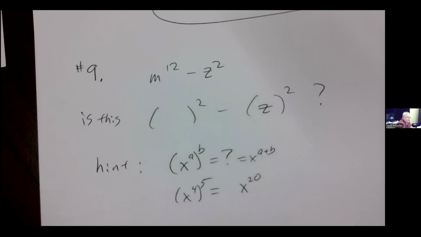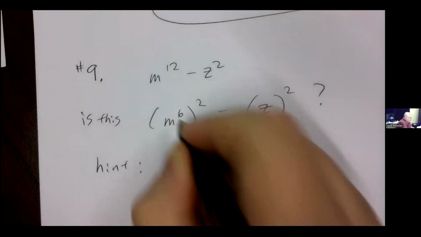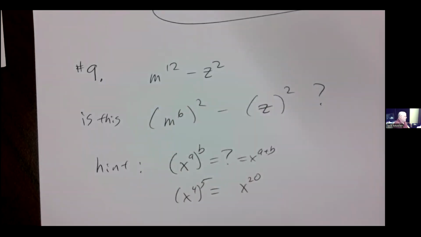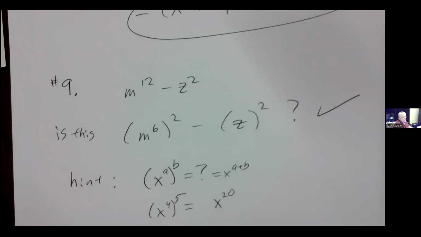So what multiplies by 2 to give us 12? 6. So 6 times 2 does give us m to the 12th. So actually, yes, this is a difference of squares.